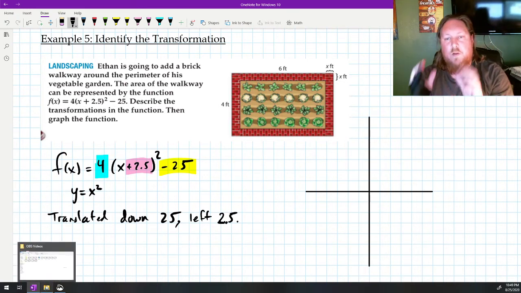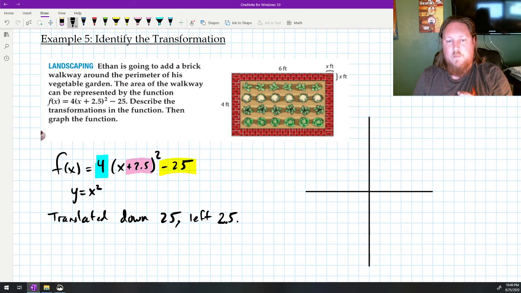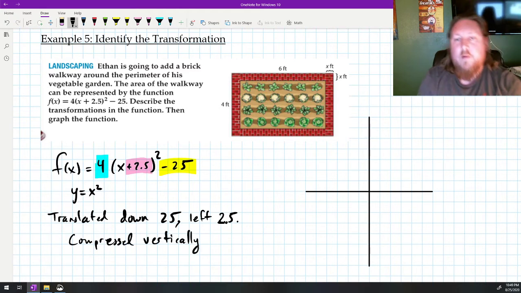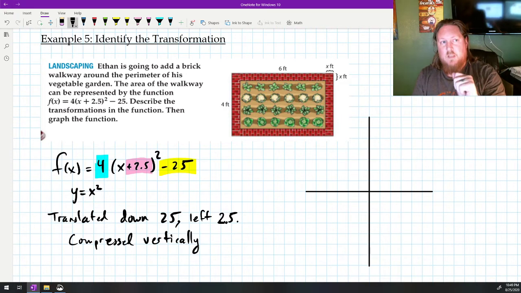And now with the 4 on the outside, that value 4 is bigger than 1, which means it's going to compress vertically. Now, if that was a negative 4, I would say it's compressed vertically and flipped over the x-axis, but it's not negative, so I don't have to describe any sort of reflection at all. All right, now we've described all of the transformations.